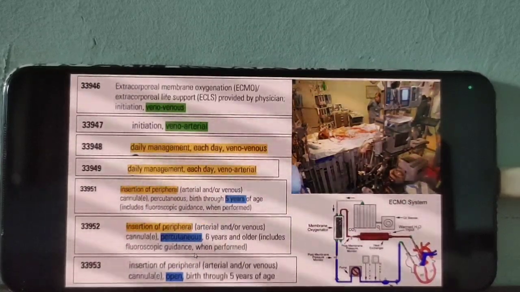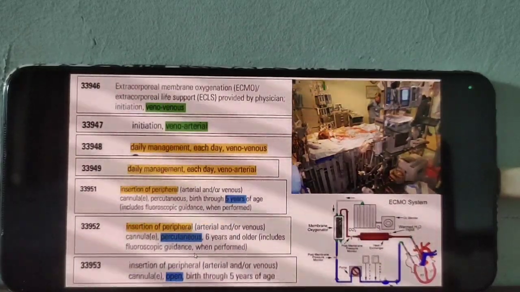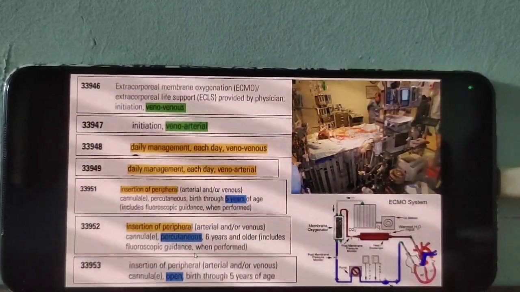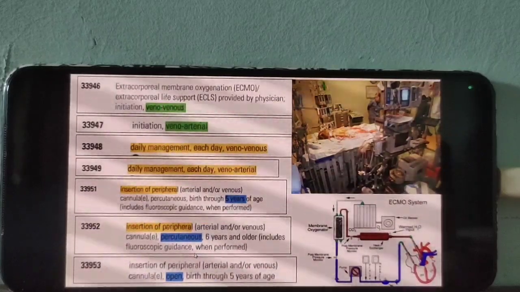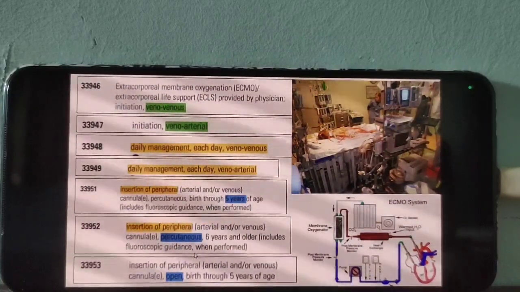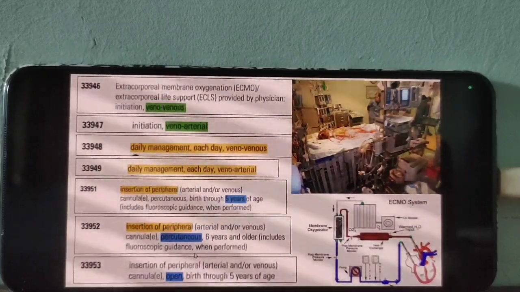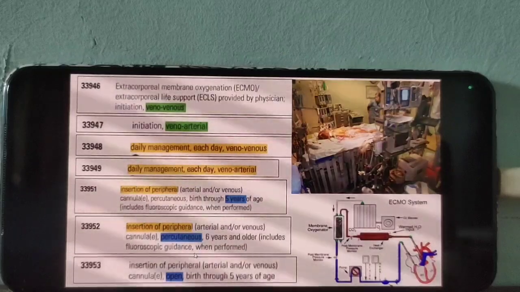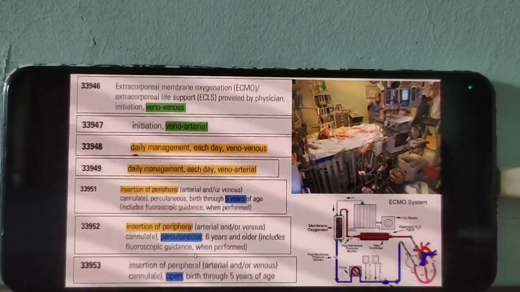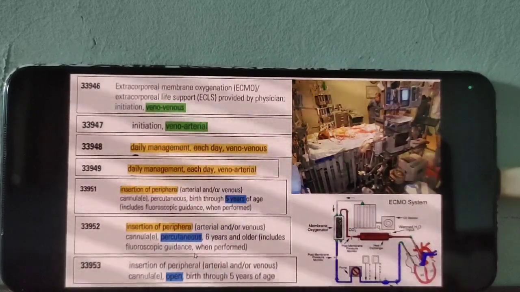So, on the first day, we should report the codes 33946 and 33947. From the second day, we go for 33948 and 33949: 33948 for veno-venous, 33949 for veno-atrial. Did you understand the code section from 33946 to 33949? Is there any confusion? No, ma'am. Okay.